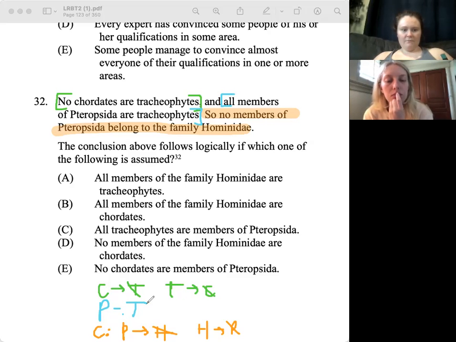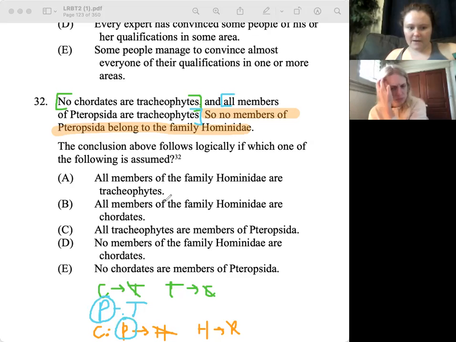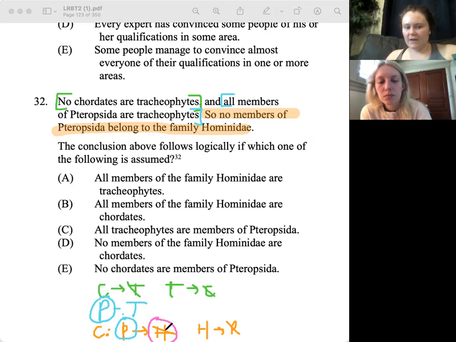So no member of P is... Okay. So right now we have P going on. This is one where we are going to do it the other way, where we have P in our conclusion, but we bring in this new variable about H. So somehow we need to connect P to H. So we have to negate the second premise.